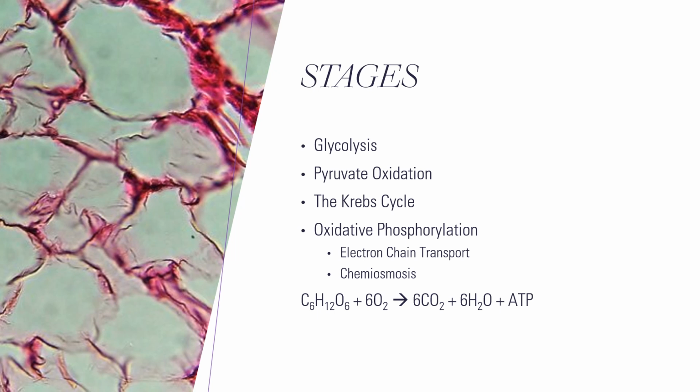The balanced chemical equation that goes on throughout these steps is C6H12O6, which is glucose, plus 6 oxygens, and that gives you 6 carbon dioxides plus 6 water molecules plus ATP.